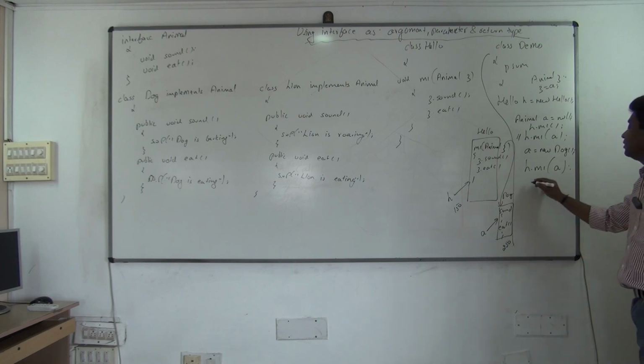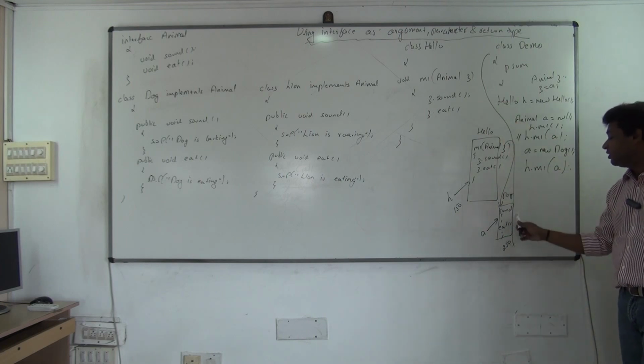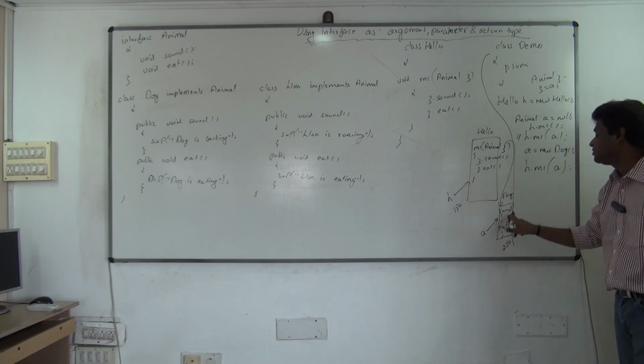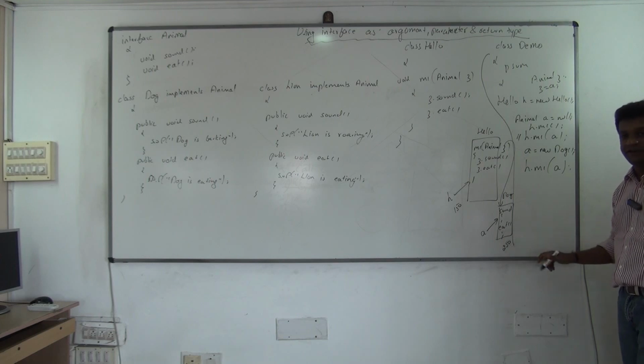So now you can, and okay, anyway, it gets executed also. What will it print? Z dot. See, here you are calling Z dot sound. Which sound will execute? Barking. Z dot eat. Dog is eating.